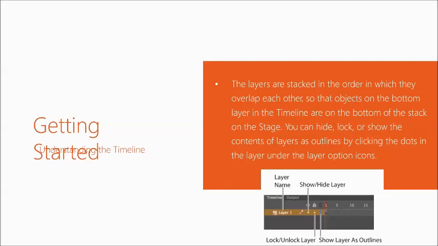Now, the layers are stacked in the order in which they overlap each other, so objects on the bottom layer in the timeline are on the bottom of the stack on the page. You can hide, lock, or show the contents of layers as outlines by clicking the dots in the layer under the layer option icons here.